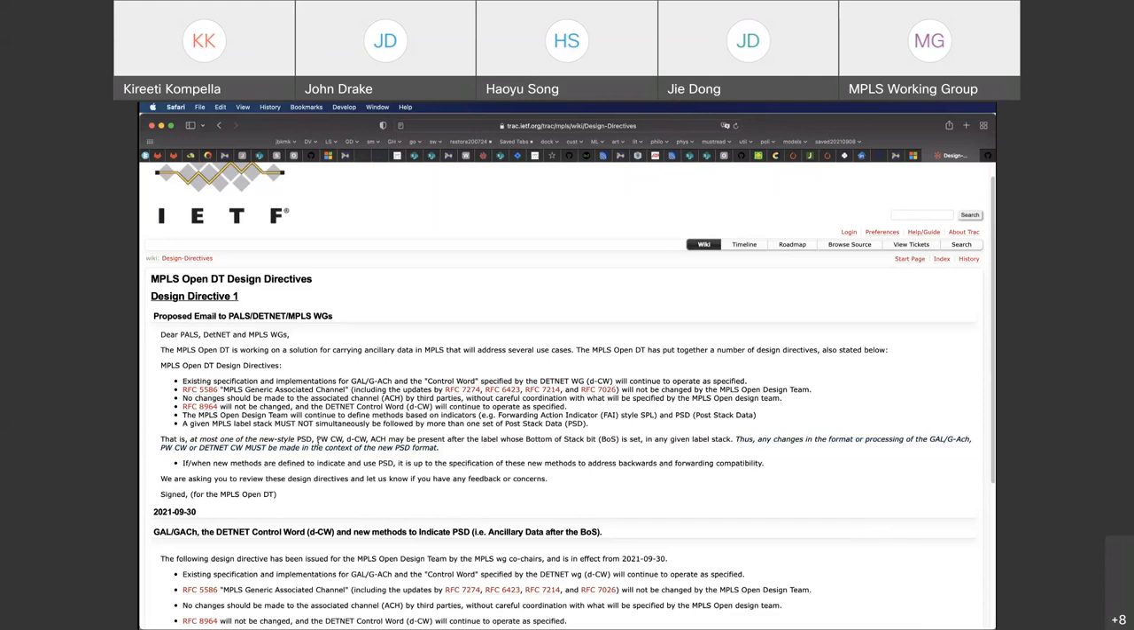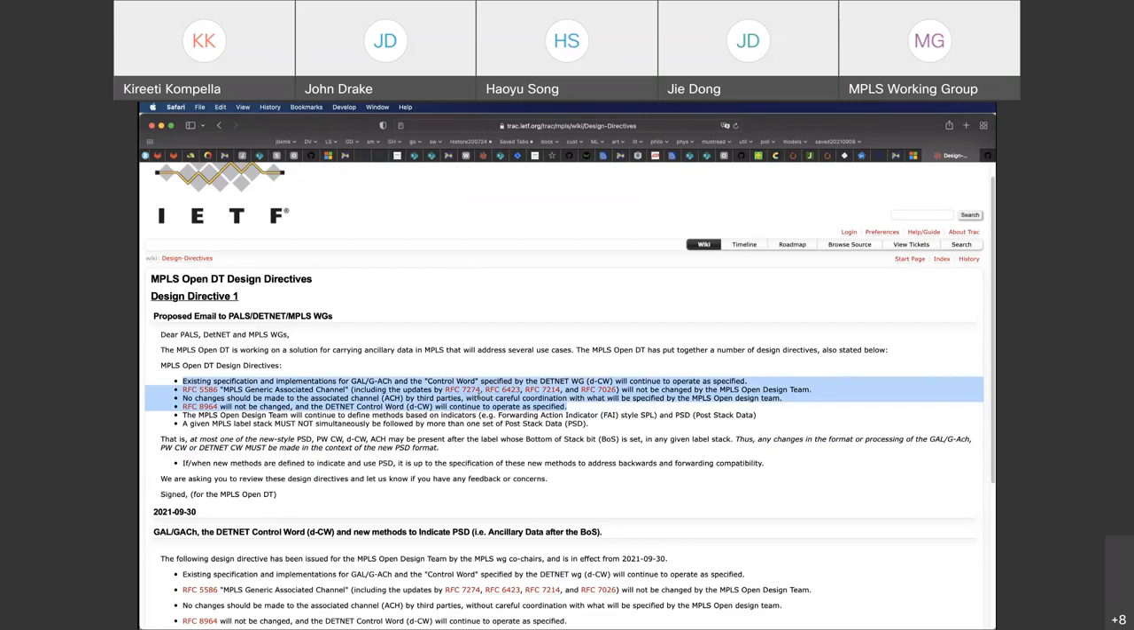Right. Because in this directive, I've left this intact, and I think these words were from Loa. So it says RFC 8964 will not be changed. MPLS generic associated channel will not be changed. So basically, it says existing specifications and implementations for all of these things will continue to operate as specified.